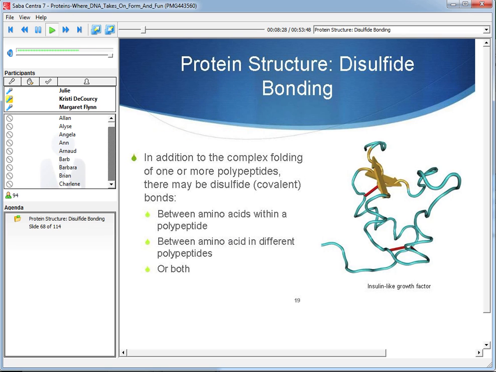One other thing we have to worry about with proteins is disulfide bonding. I mentioned that the cysteines can form disulfide bonds either within or between polypeptide strands. And in this example, you can see the red bars represent disulfide bonds, covalent bonds connecting two cysteine molecules. You can see one there and one there. So this strand of the protein is attached covalently to this part of the protein. So these can be within a polypeptide or between two different polypeptides holding them together, or both. So that's something else that makes them different from DNA molecules.